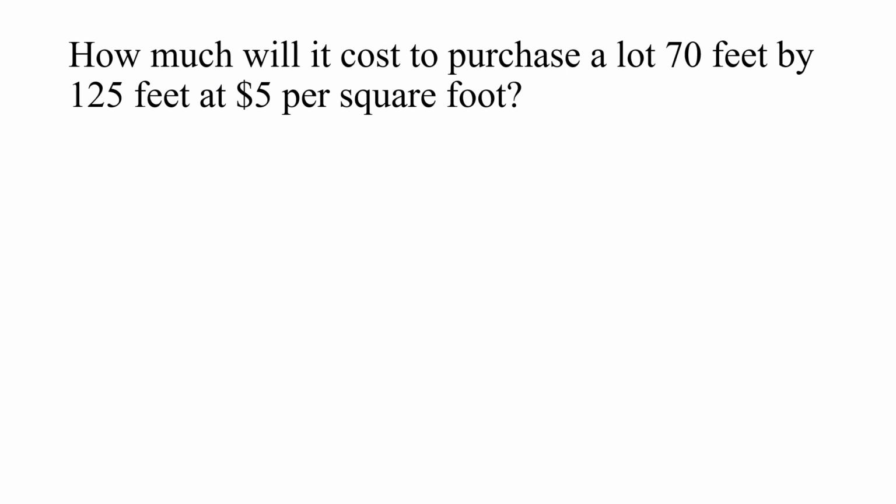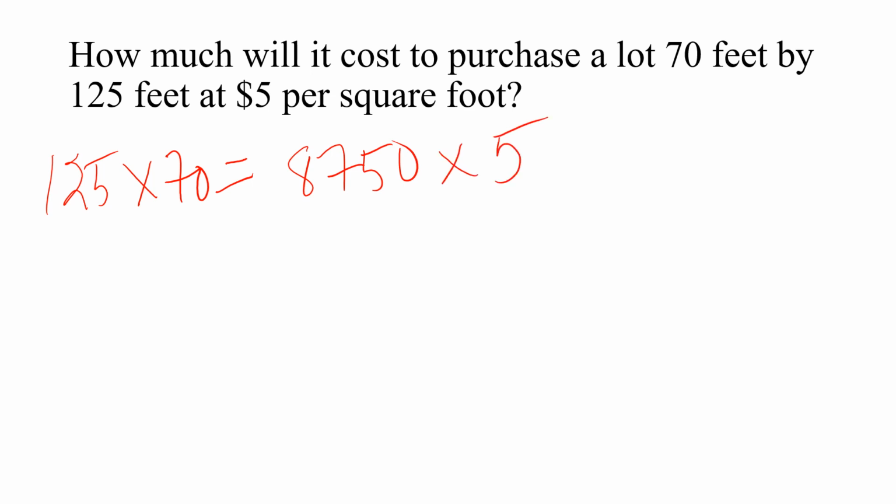How much will it cost to purchase a lot 70 feet by 125 feet at $5 per square foot? Well, what's our total square foot? 125 times 70 equals 8,750 at $5 times $5 equals 43,750.